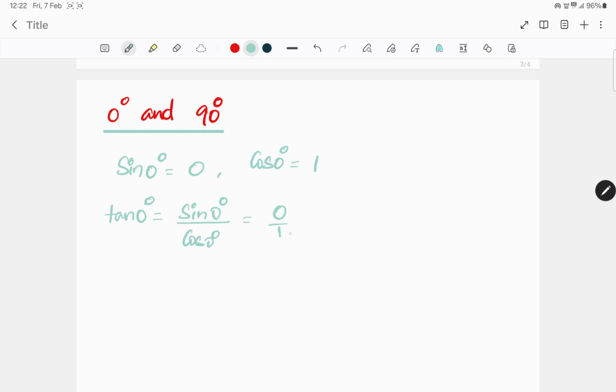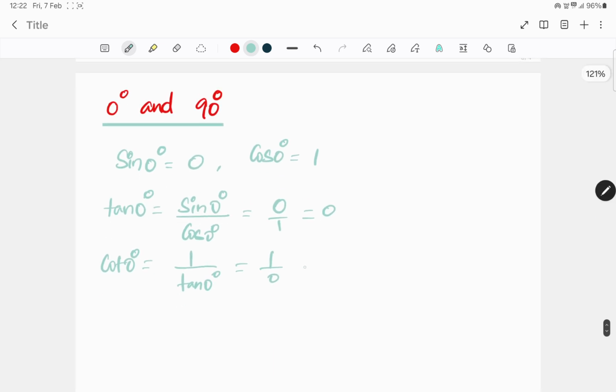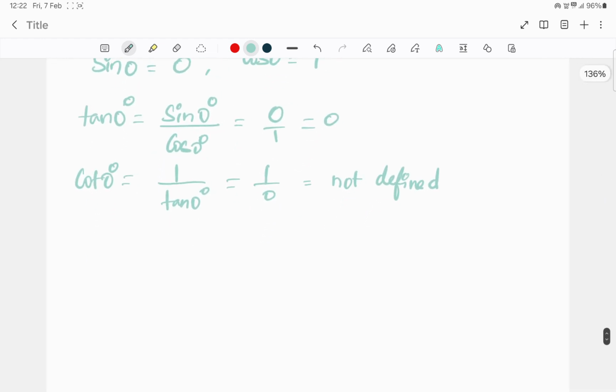You already know tan 0 degree is nothing but sin 0 degree by cos 0 degree, which is 0 by 1, so it will be 0. Next, cot 0 degree is nothing but the inverse of tan 0 degree, 1 by 0. When we get 0 in the denominator, it is written as not defined, because it will take infinite values. In mathematical terms, we generally write it as not defined.